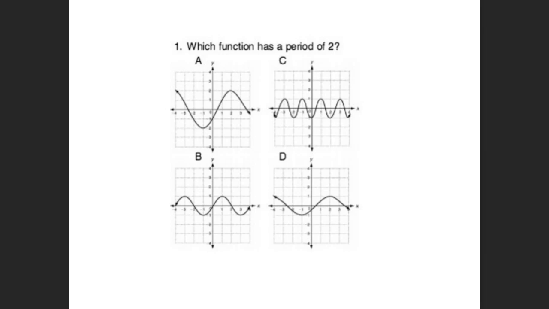Which function has a period of 2? Okay, so if I just look at this one, go from here to here, and then it repeats, so it looks like this one has 2. This one here, that's way more than 2 because it's going to start like there, and it's going to keep going. So that one has way more than 2. This one has a period of 4. This one, let's see here, if I start way up at the top here and go to way up at the top here, looks like 1, 2, 3, 4, 5, 6. So this one has a period of 2.